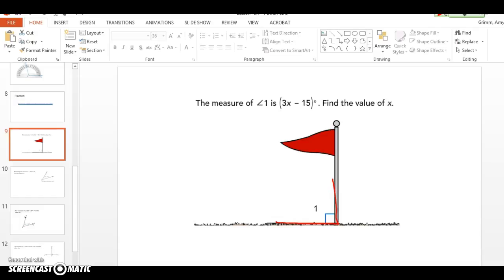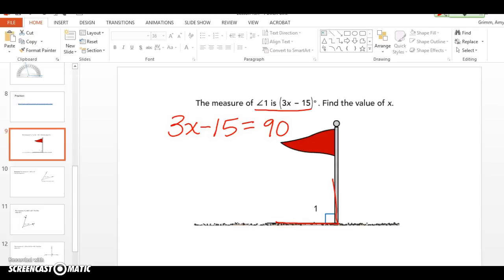90 less than 3x. Well, it doesn't say anything about less or greater. It just wants us to find it. What do you think, Jeremiah? I added 15 to 90 and then we write the equation. Yeah. What would our equation be? 3x minus 15 equals. Does that make sense? 3x minus 15 equals 90 degrees.